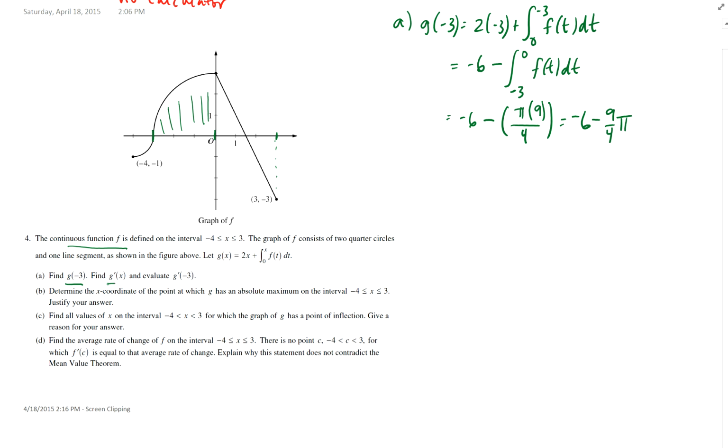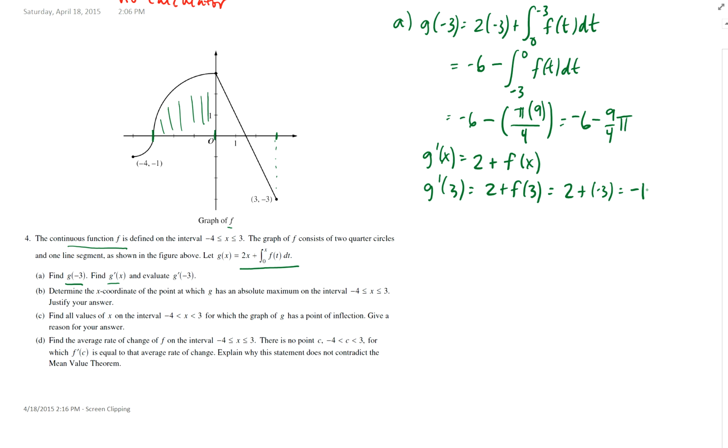That's g of -3. G prime of x. The nice thing is sometimes these work out really fast, sometimes they don't. G prime is the derivative. The derivative is 2 plus, and then, by the fundamental theorem of calculus, the derivative of that, I just plug x into the function. It's just f of x. And g prime of 3 then is 2 plus f of 3, and f of 3 is -3, so it's -1.